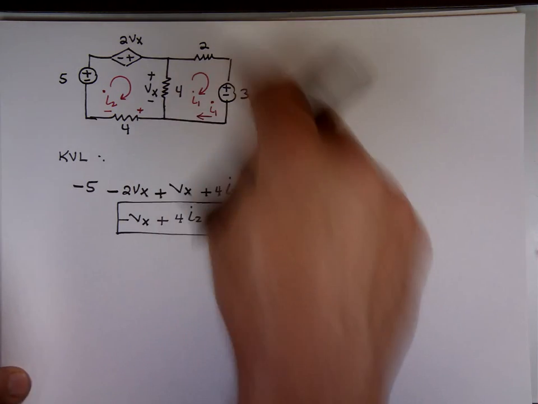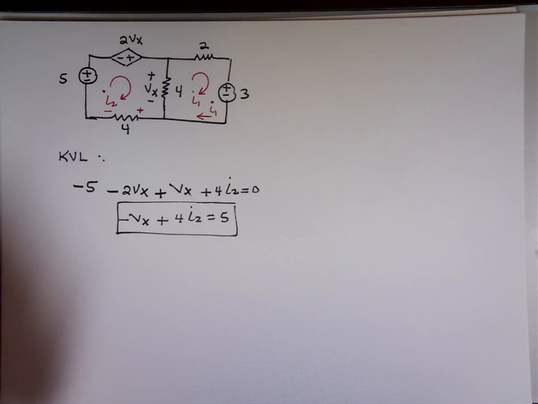Let's look at KVL for this node, the 4 ohm where Vx is. I'm going to write that in a minute. Yes, because you're going to have 2 equations by 3 unknowns. You'll see. So I have to replace Vx by something else.